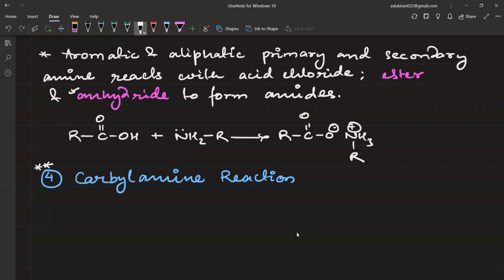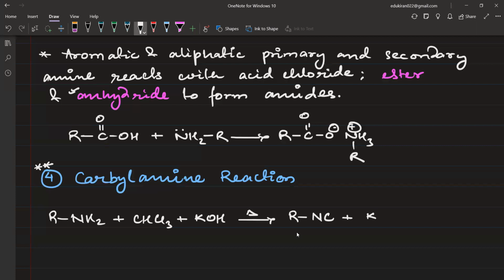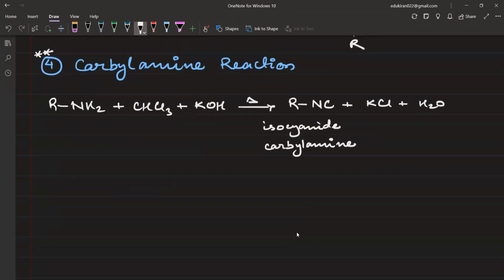Please write. When you have a primary amine RNH2 and you treat this with CHCl3, chloroform, in alkaline medium with some heat, you get isocyanide, RNC, plus KCl. This is known as isocyanide, or it is also known as carbylamine. It has a very bad smell, a very foul smell.